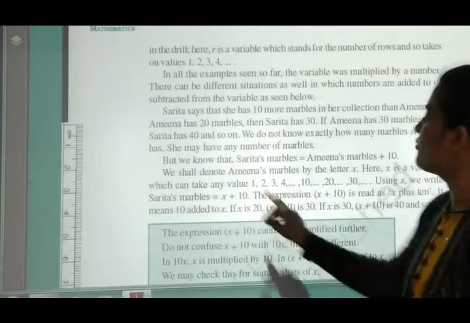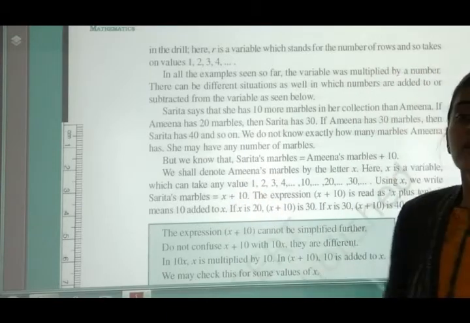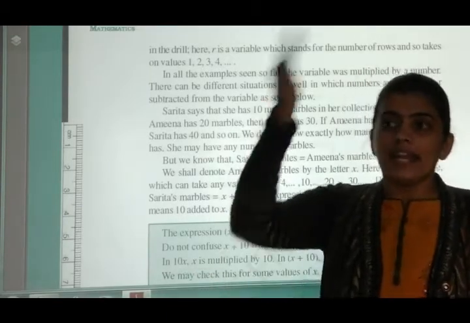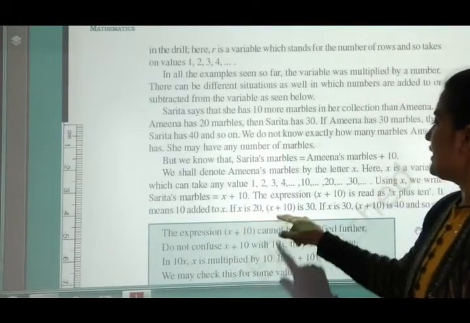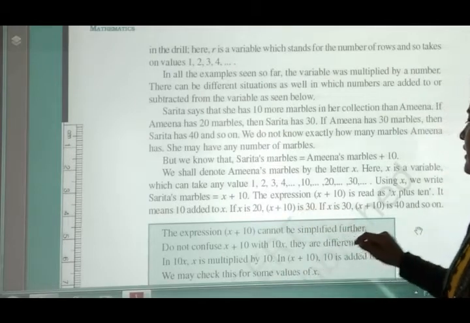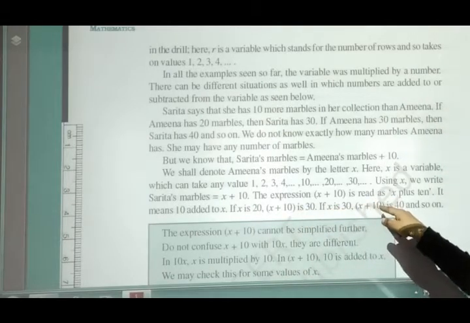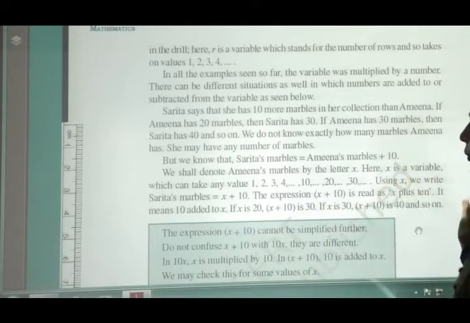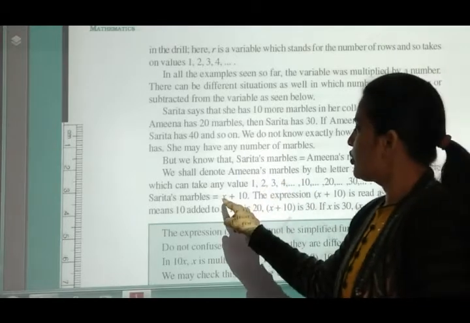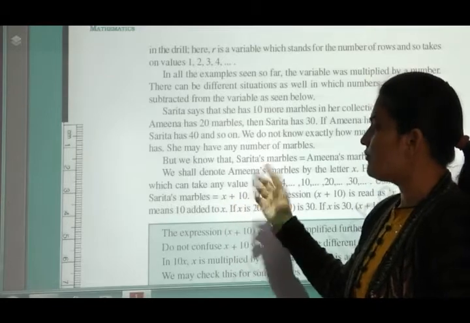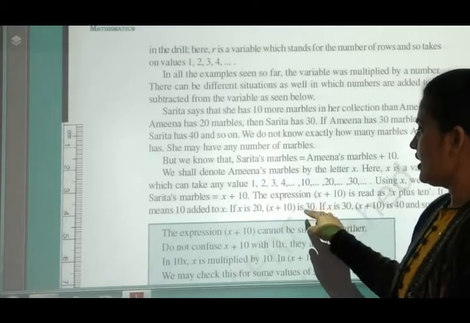So what is the meaning of X plus 10? What are we adding? 10 we are adding to X. So if X is 20, then X plus 10 is 30. If X is 30, then X plus 10 is 40, and so on. That means if I put the X value as 20 over here, then 20 plus 10, what will I get? 30.